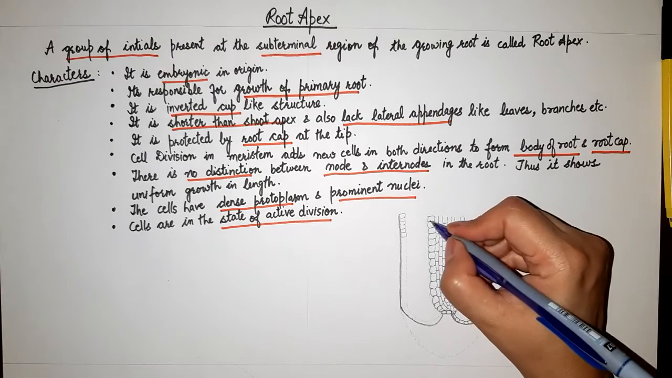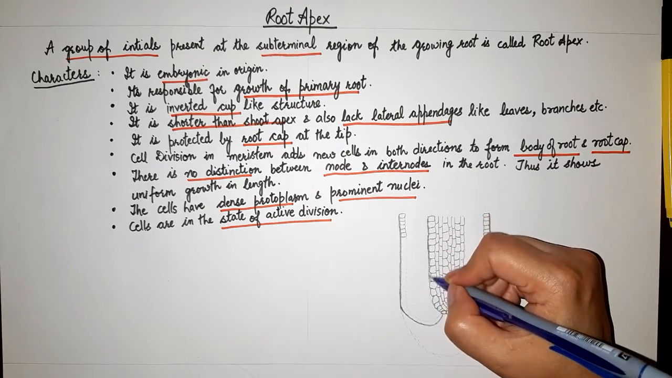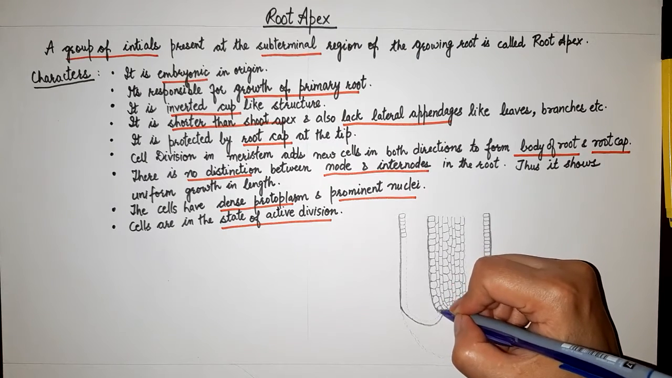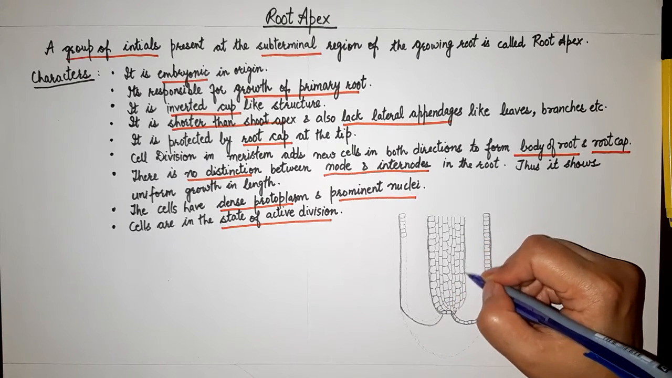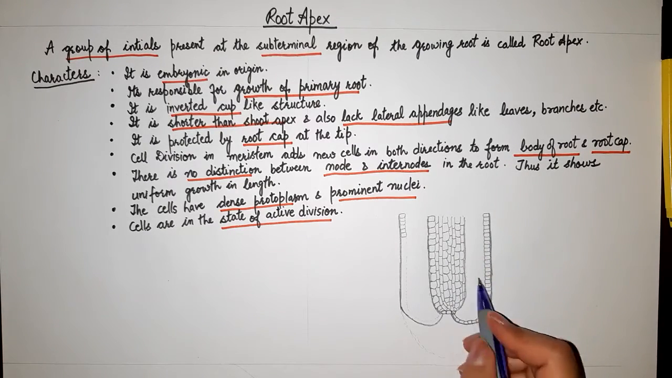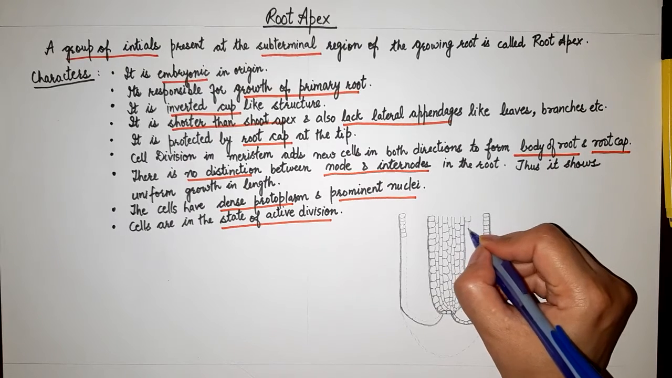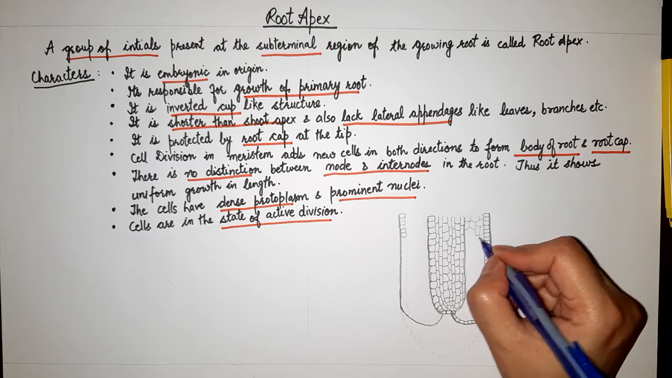In order to differentiate this area, I am just going to darken this outer boundary. Okay, this is a central portion which is called plerome. It is going to give rise to vascular cylinder. Now the in-between area. The cells are polygonal without intercellular spaces.